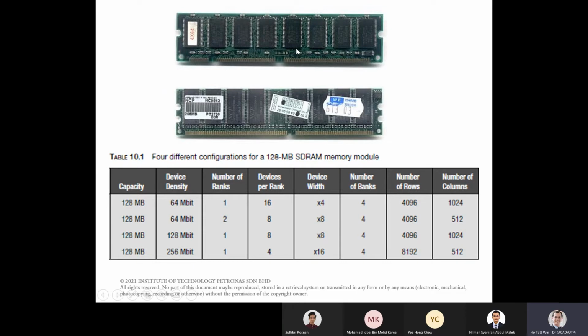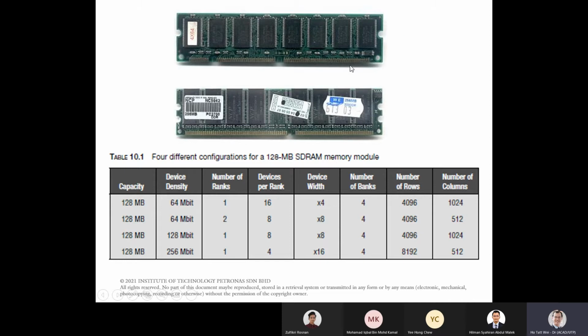For example, what you're used to in a computer, if you open it, is this. It's called a DIMM, or it used to be a SIMM, but now it's called a DIMM, dual inline memory module. Each of these black things is an SDRAM chip. So there's 1, 2, 3, 4, 5, 6, 7, 8. So there are 8 SDRAM chips here. On the other side, there are another 8 SDRAM chips. So there are 16 SDRAM chips here.